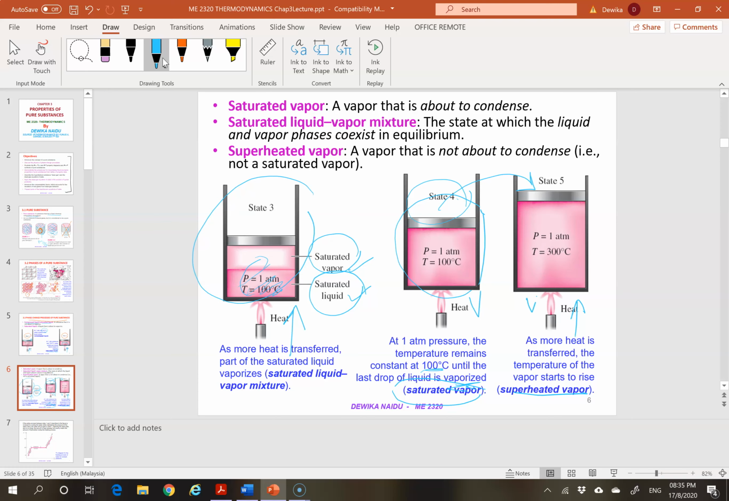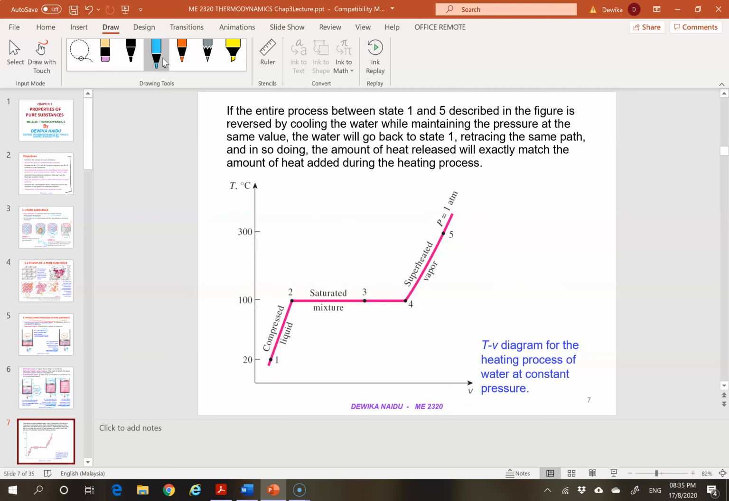Okay, so state 1 to state 2 to state 3 can all be represented in a T-V diagram, temperature-volume diagram. Yeah, so we have compressed liquid, and then we have 2 to 3 to 4, what phase is this? This would be the mixture phase, where you have fully here 100% liquid and then fully here 100% vapor, whereas this state here will be a mixture.